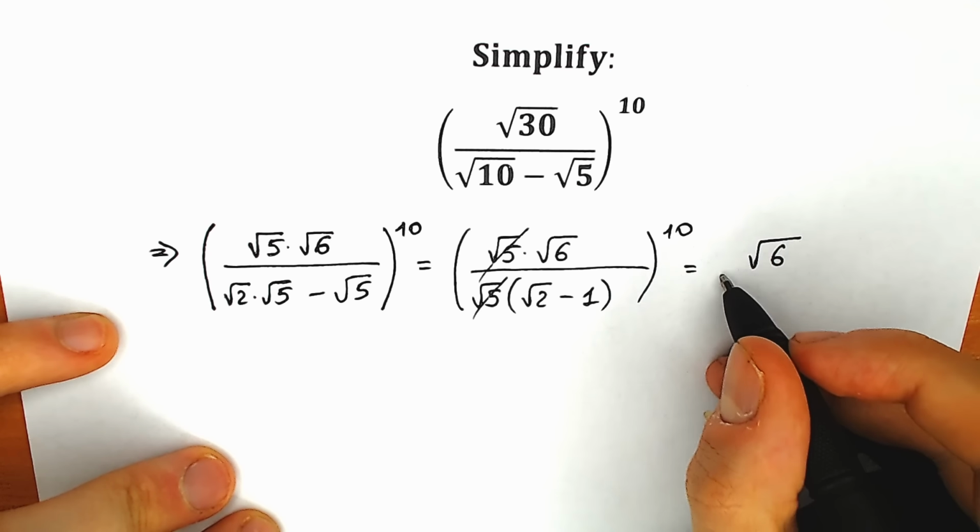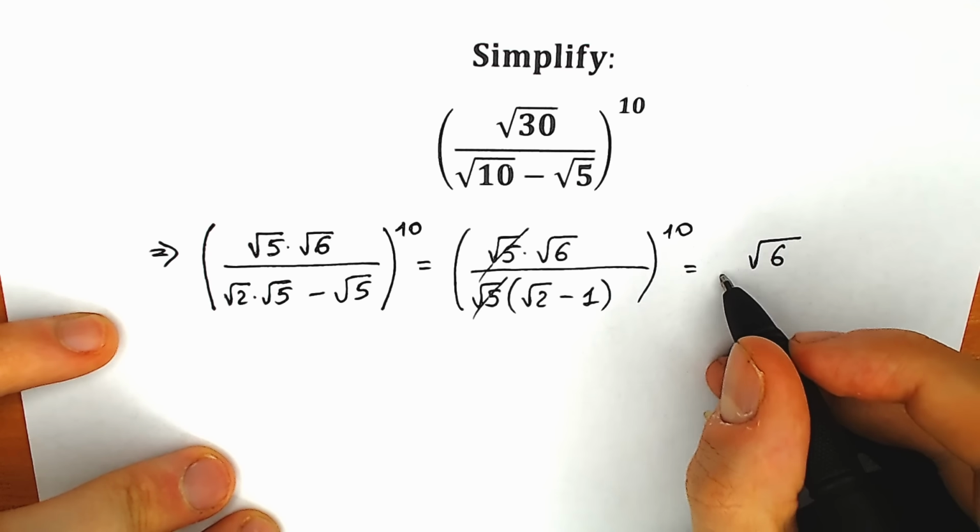Right now we have a fraction, and if we raise a fraction to the power 10, it means that we have to raise our numerator to the power 10 and our denominator to the power 10. So we have square root of 6 raised to the power 10, and in our denominator square root of 2 minus 1 raised to the power 10. Square root of 6 to the power 10 we can simplify. We can write it as 6 to the power 5, because square root is the power 1/2, so we divide this 10 by 2. So we have 6 to the power 5, and in our denominator, square root of 2 minus 1 to the power 10.